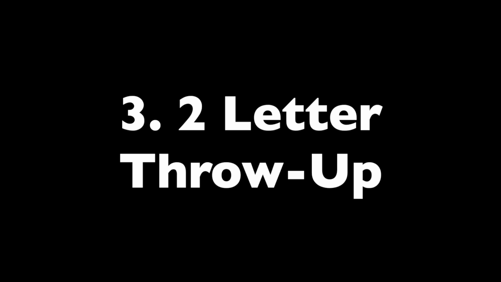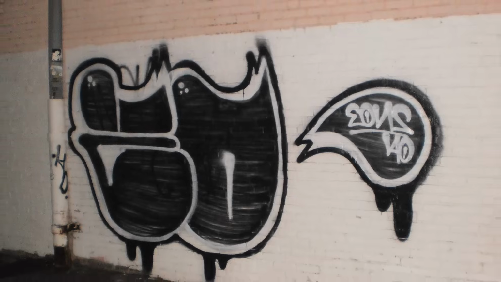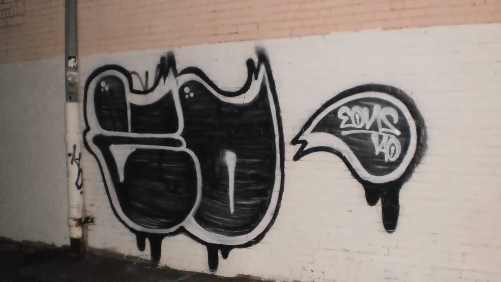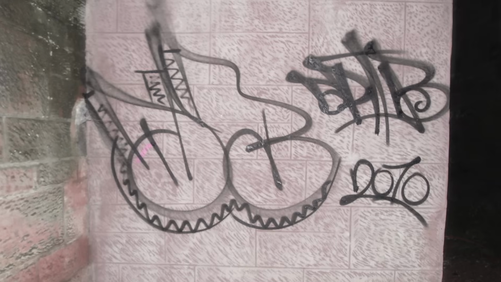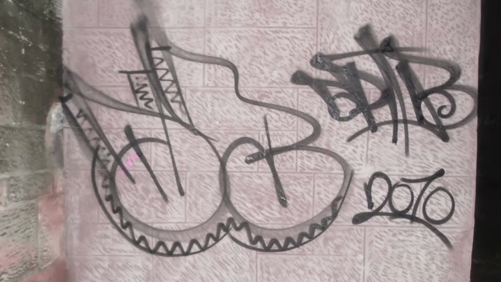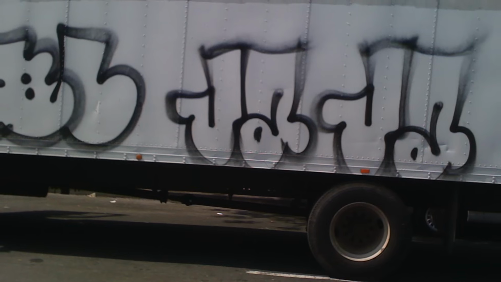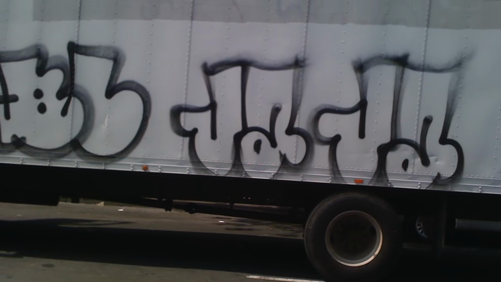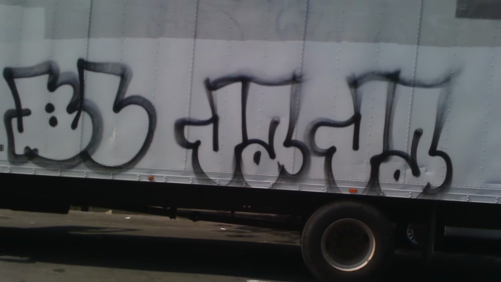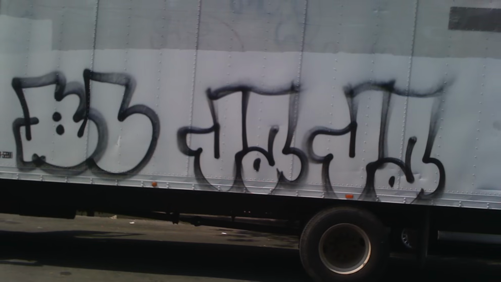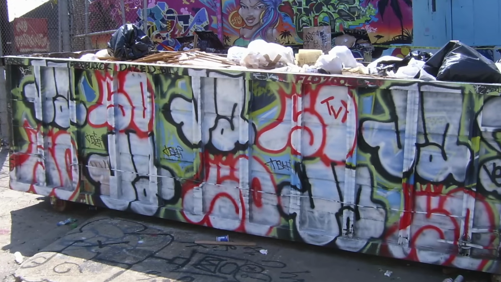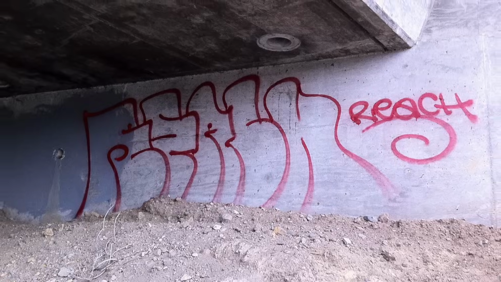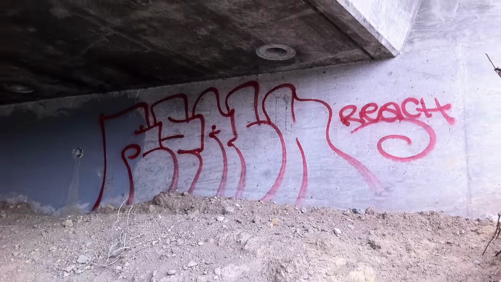Number 3. 2-letter throw-ups. 2-letter throw-ups share the same style as normal throw-ups, but they instead only contain 2 letters of the graffiti writer's name, commonly using the first 2 letters, or even sometimes using the first letter of their name and the last letter of their name. This style of throw-up allows graffiti writers to paint their names up even faster than a normal throw-up, whilst also being able to fit into smaller spaces where a full throw-up couldn't be fitted. JA1 from New York and Oka from London are 2 infamous graffiti writers who are well known for their 2-letter throw-ups.